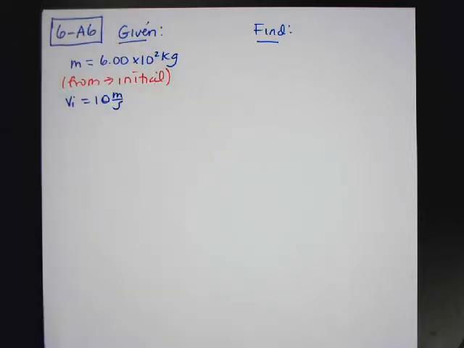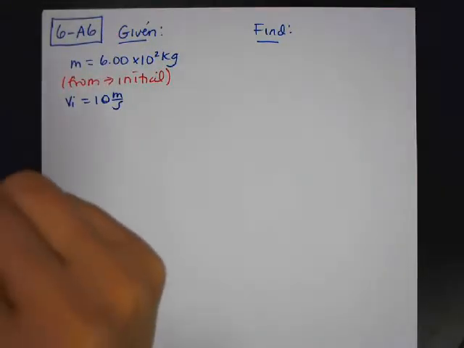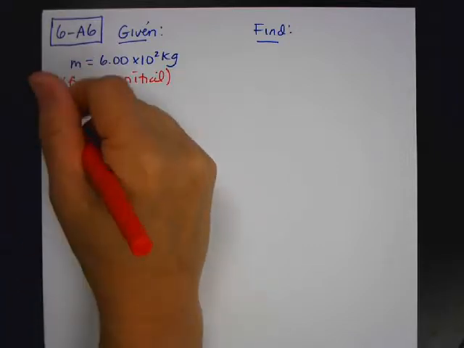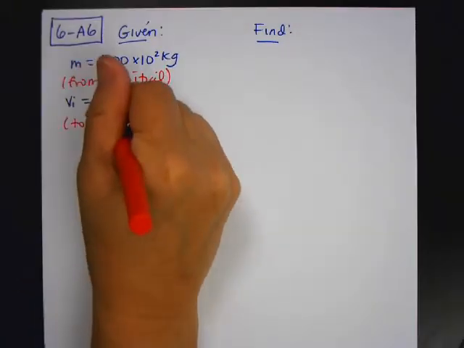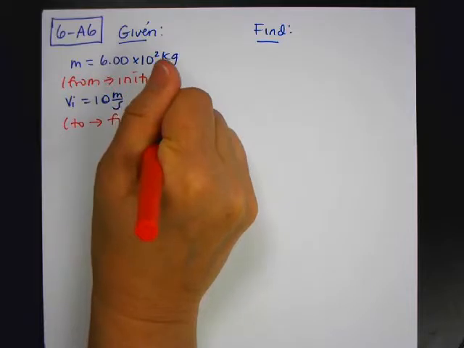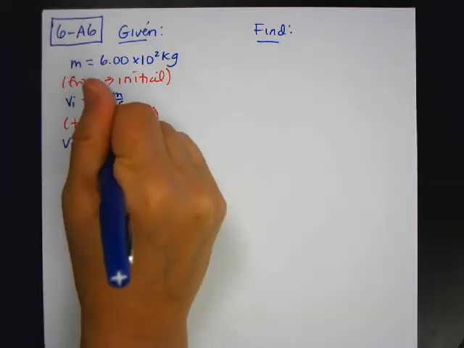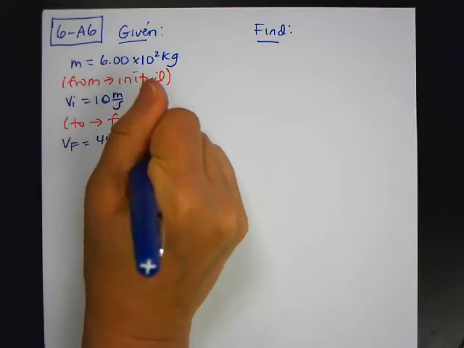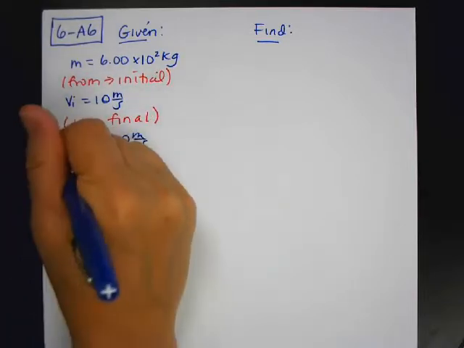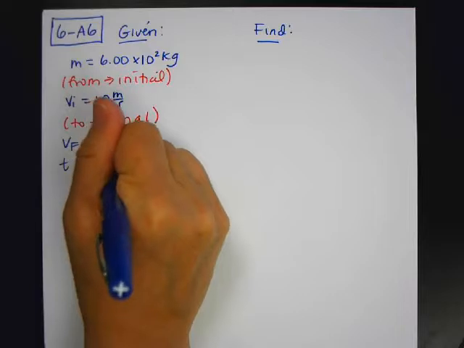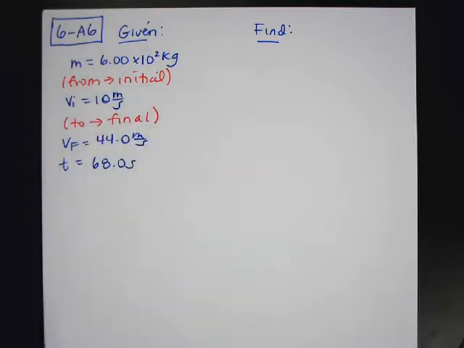Then it says to 44 meters per second. So to means the final. So VF is equal to 44 meters per second. And that happens in 68 seconds by an applied force.